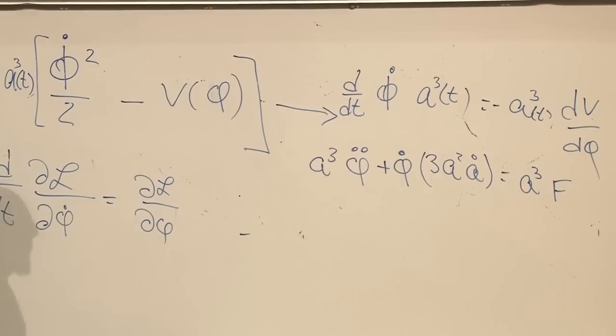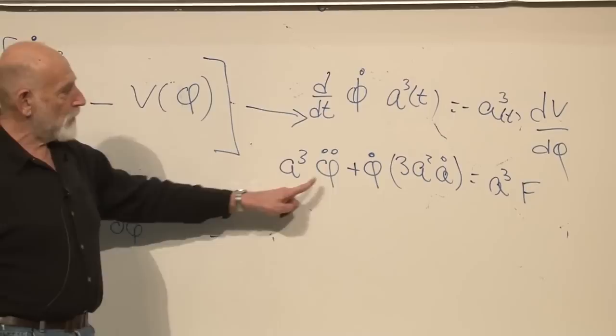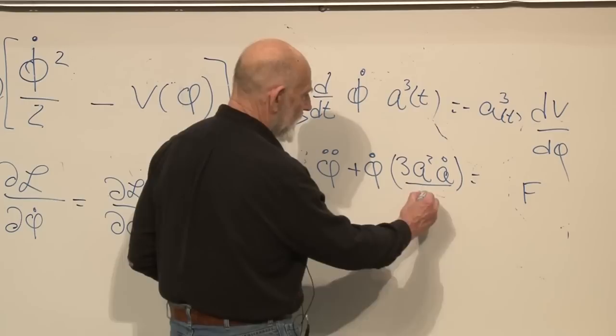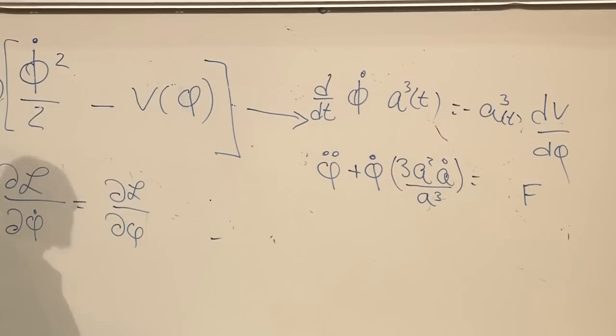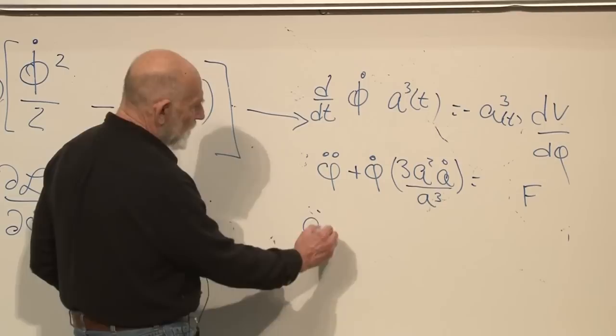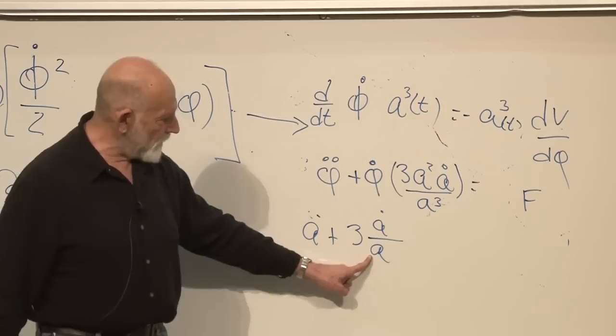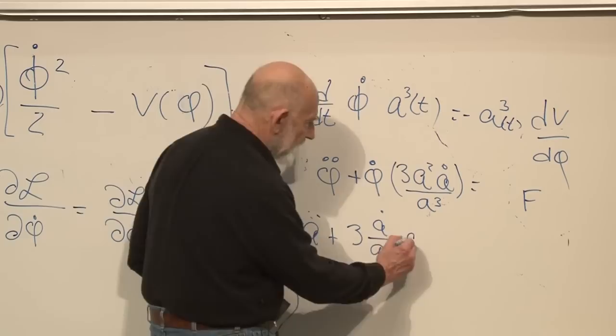It's very tempting, and I will do it, to divide out the a cubed, since it appears both here and here. But I better divide over here also, huh? So let's clean it up. It's phi double dot plus 3 a dot over a squared divided by a cubed is 1 over a, so it's a dot over a times phi dot, equal to F.